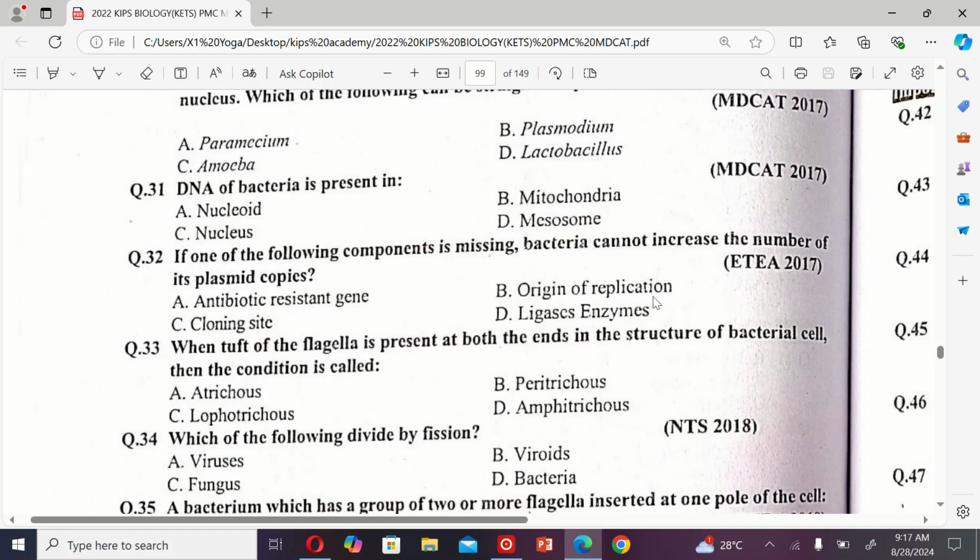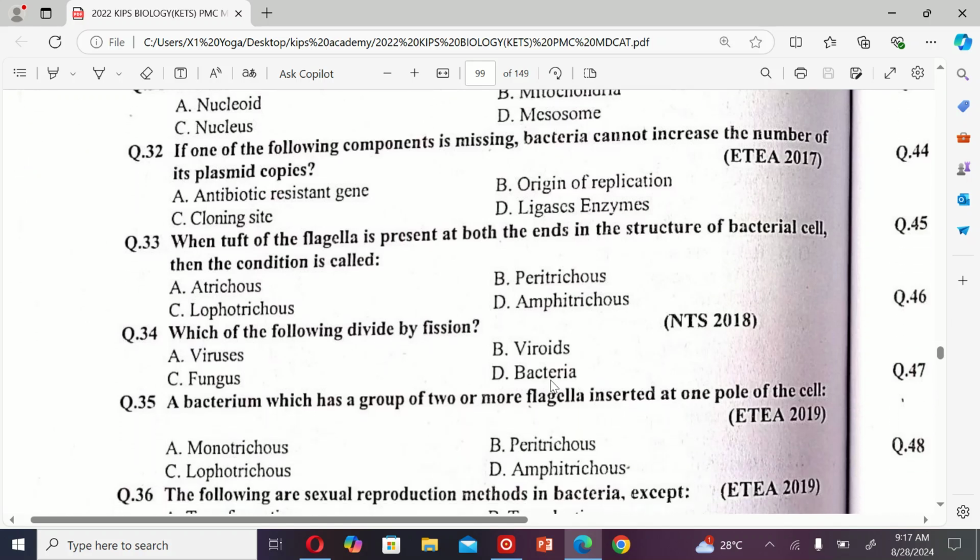Origin of replication. The next MCQ is: when tuft of the flagella is present at both the ends of the structure of bacterial cell, then the condition is called A. Atrichous, B. Peritrichous, C. Lophotrichous, and D. Amphitrichous. So the correct option is D. The next MCQ is: which of the following divide by fission? A. Viruses, B. Viroids, C. Fungus, and D. Bacteria. So the correct option is D.